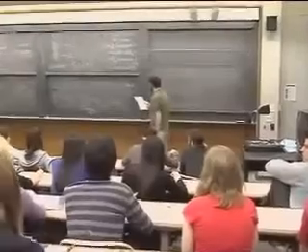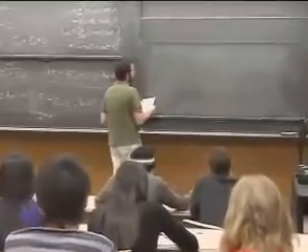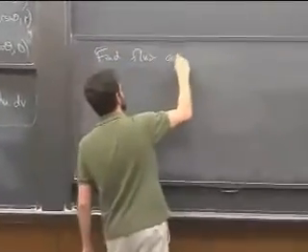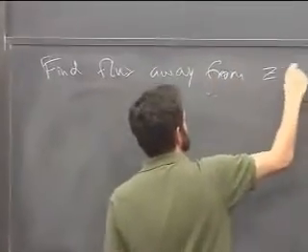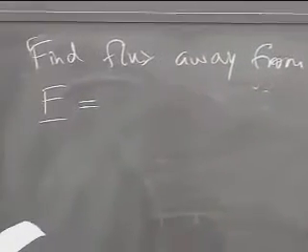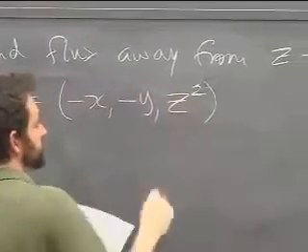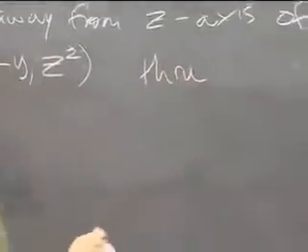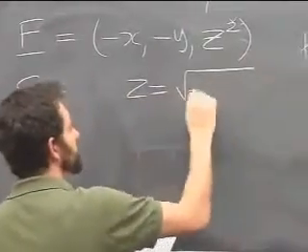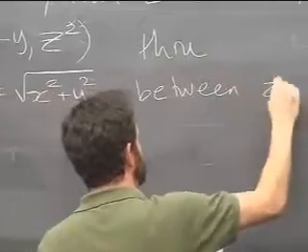Okay, so this is actually from set 11. It says use a parameterization to find the outward flux away from the z-axis. So find flux away from the z-axis of the field F equals minus x minus y z squared through the surface S, where S is given by z is the square root of x squared plus y squared between z equals 1 and z equals 2.